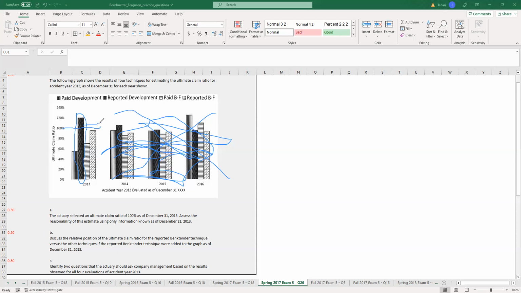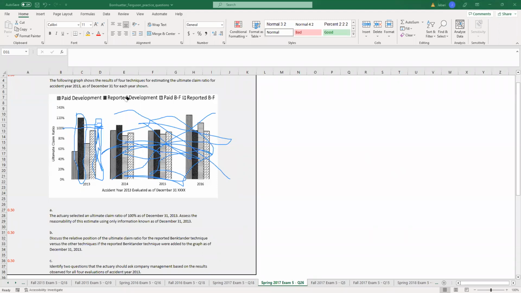So it'd probably be something like this. A little bit larger than the reported BF, and actually it's probably smaller, because the more you iterate, the closer it gets to the development method. So everything below here is probably what it would look like. And the more you iterate it, the closer it gets to the development technique.